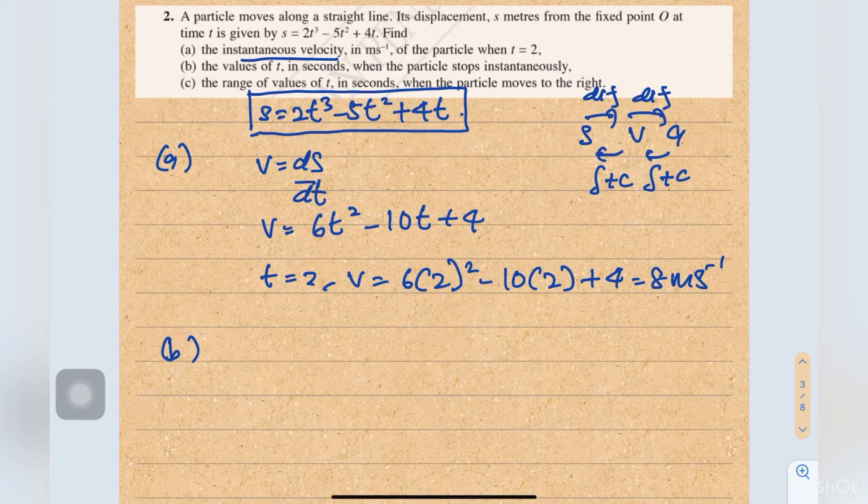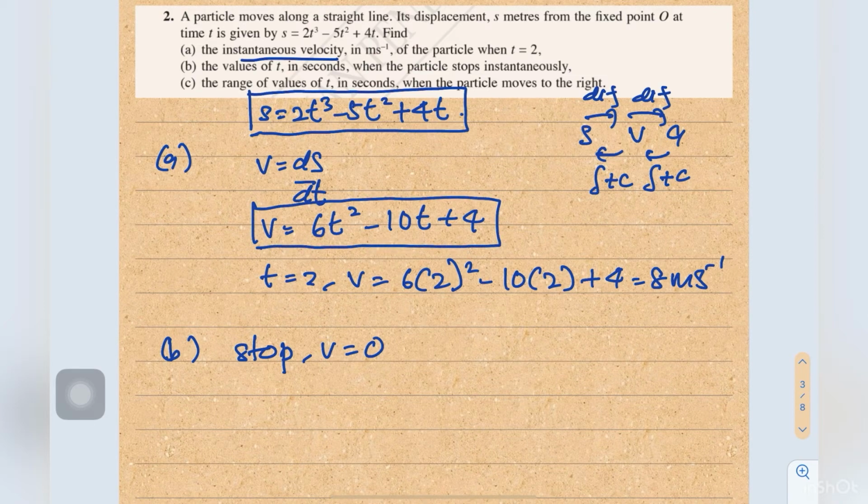B, find the values of t in seconds when the particle stops instantaneously. So stop here, V equals 0. This is our V, so we need to equate it to 0. Now 6t squared minus 10t plus 4 equals 0.